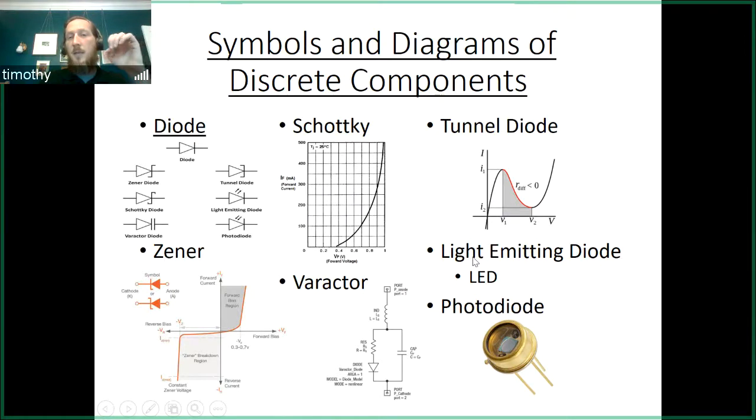Light emitting diodes, LEDs, everybody knows what those are. They're just the little LED lights. Then we also have a photodiode. This is a lot like the photoresistor, except we are going to allow the voltage to flow through as the light is impacting on the sensor.